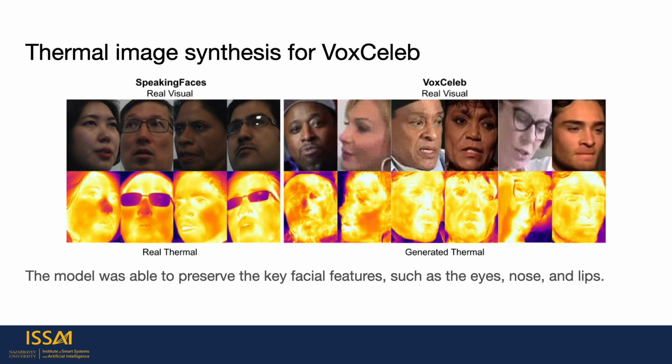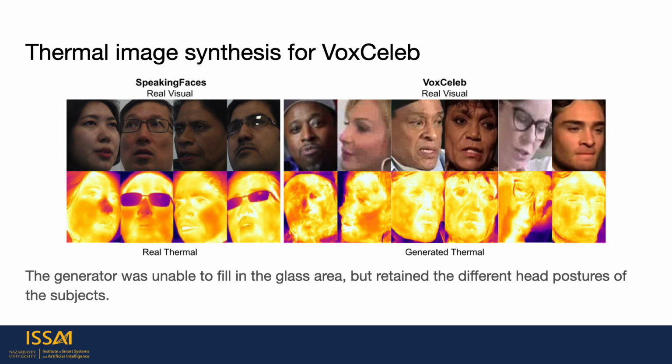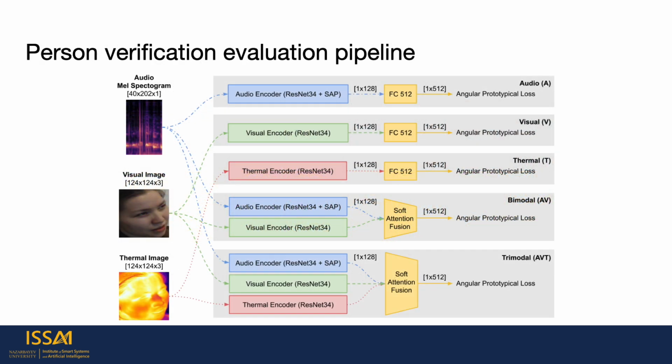As we can see in the figure, the generator was able to preserve the key facial features, such as eyes, nose, and lips. The model accurately traced the hairline, but had problems with the eyebrows, when their color in visual images was too close to the subject's skin. The generator was unable to fill in the glass area, but retained the different head postures of the subjects. This mixture of real and generated data were used to train our person verification systems.